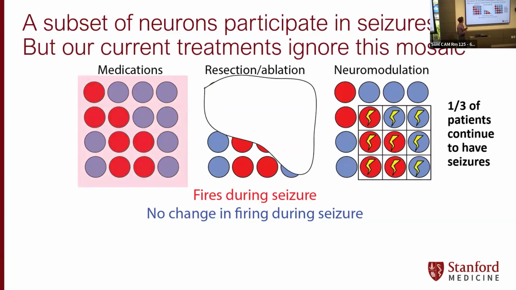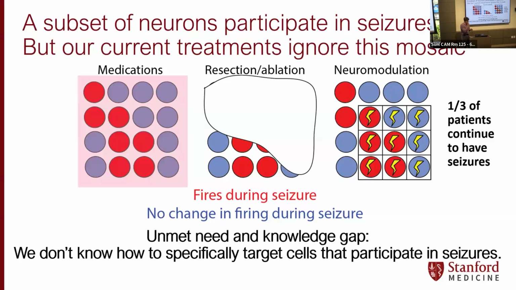So we bathe the entire brain in medications. We resect pieces of tissue that have some healthy and some unhealthy seizing neurons, and we put in RNS or DBS to modulate swaths of neurons, some of which are abnormally firing, some of which are not. And these are all effective, but for 1/3 of patients, they are not completely effective. So they continue to have seizures, which leads me to our unmet need and knowledge gap. We don't know how to specifically target cells that participate in seizures, like the red cells here. And we don't know how to change their firing pattern specifically.